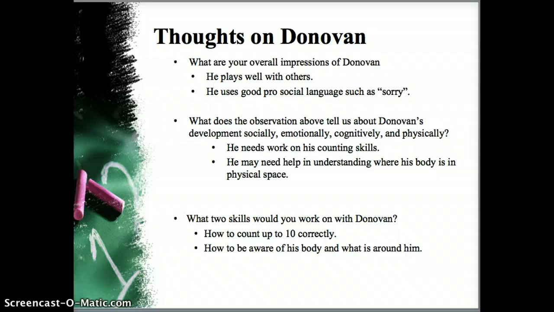I would set different skills for Donovan based on the information from this observation. In this observation, I would set a skill on counting correctly up to 10. The observation gives us information that he's having a hard time with this. And also because he was bumping into other children, he might need more activities to help him be aware of his body and what is around him.